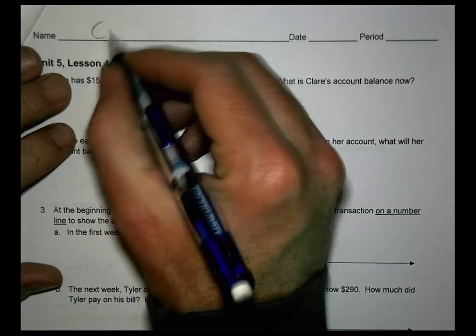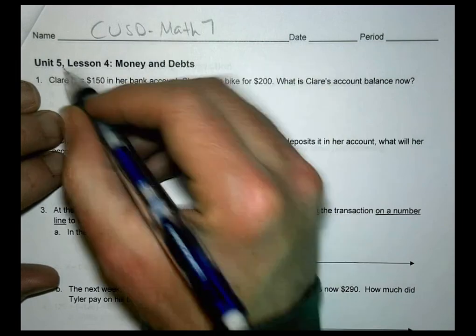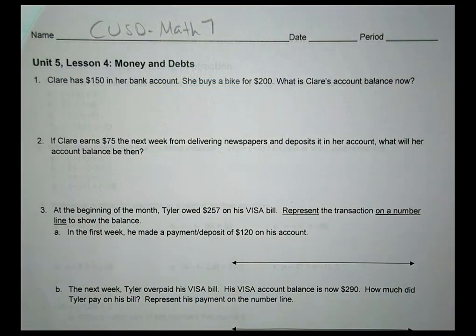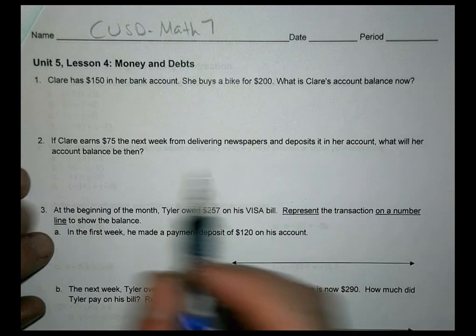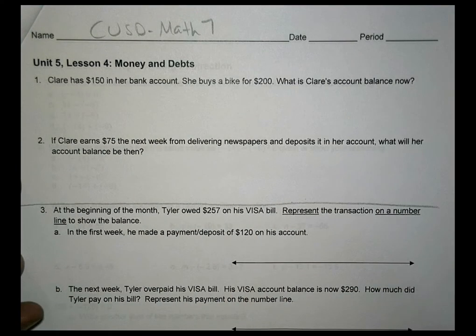Hi there, this is Math 7, Unit 5, Lesson 4, Money and Debts. Okay, so money's good. Debt means you ran out of money, you're going backwards, you owe money. Alright, so we have a couple here. The first two are part of your cooldowns, reviewing the lesson to see if you got it or not.